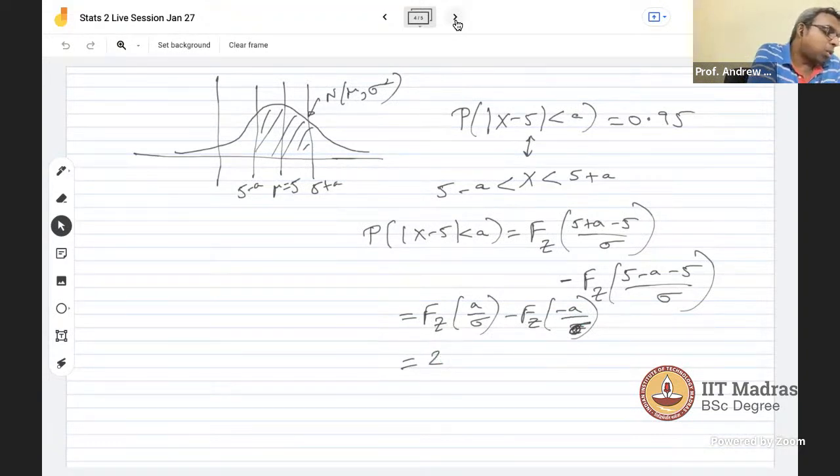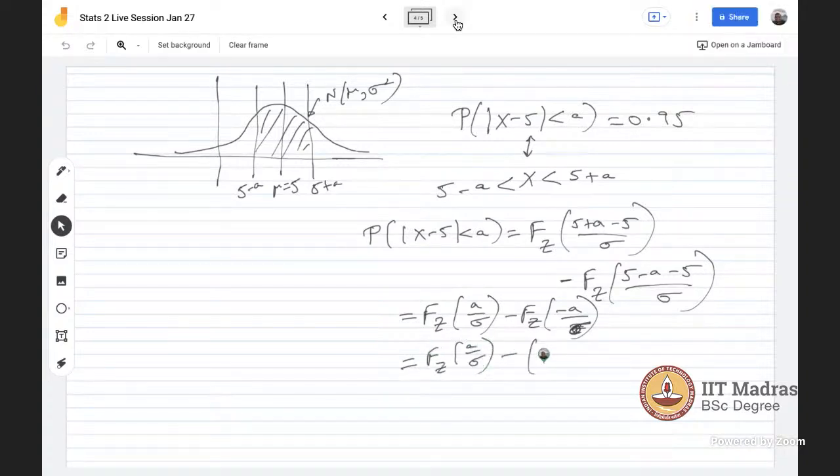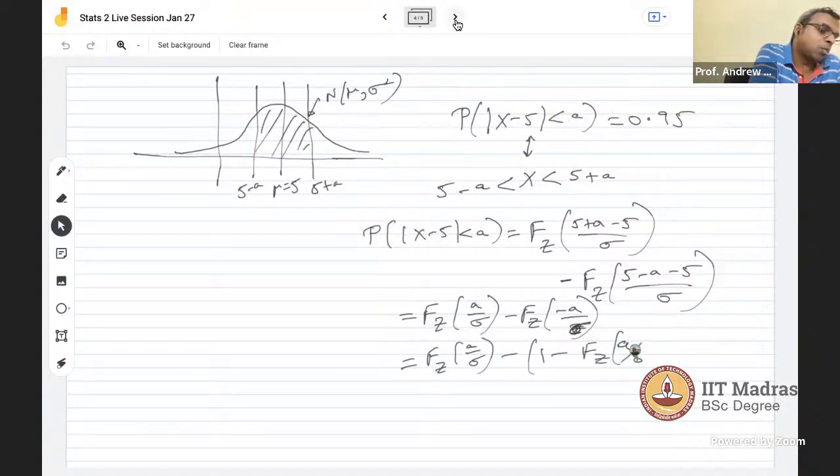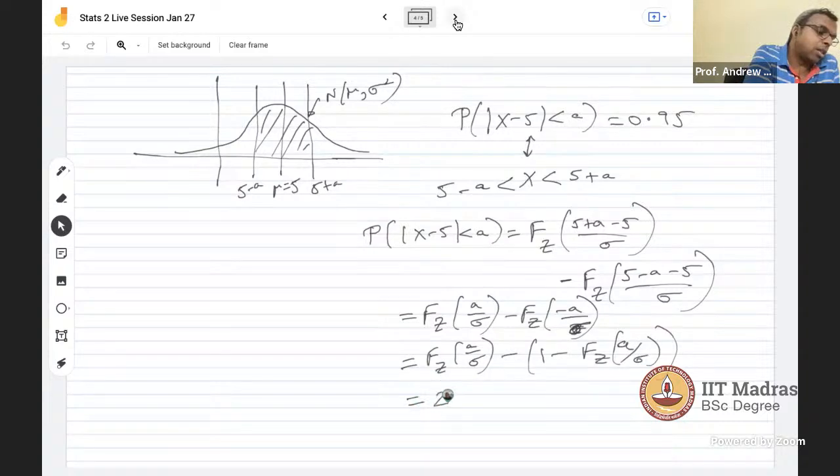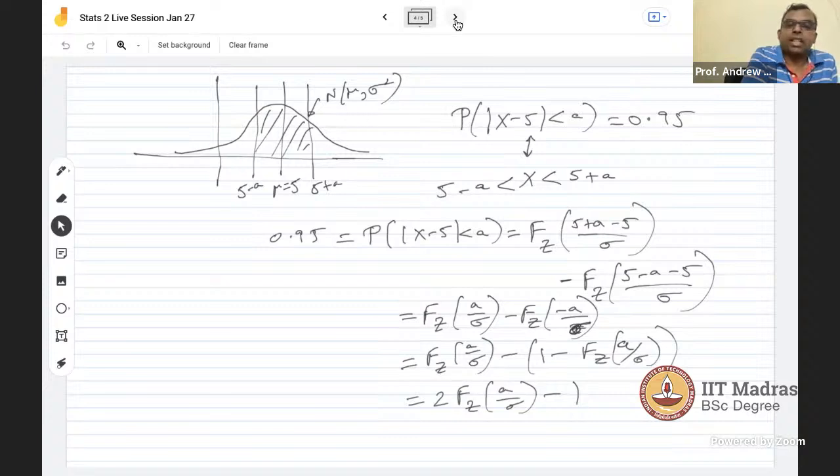So maybe I should write it a little more laboriously: FZ of a by sigma minus (1 minus FZ of a by sigma). Is that okay? So you get this as 2 times FZ of a by sigma minus 1. This number is given as 0.95, so this needs to be equal to 0.95. From here, you will get an expression for a. So a equals sigma times, sigma is 4, FZ inverse of what? What will you have inside?